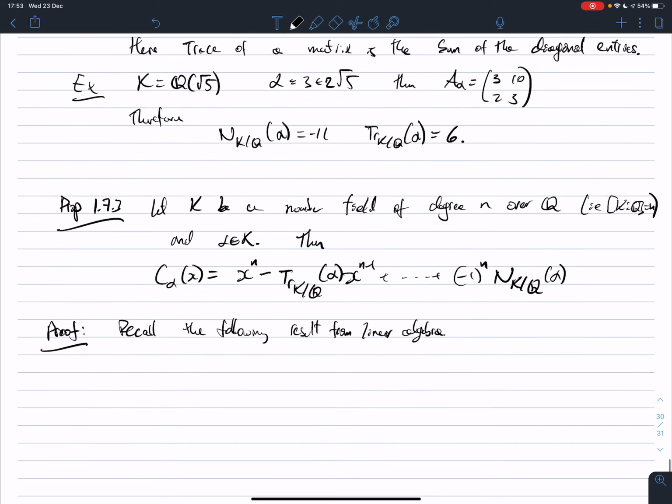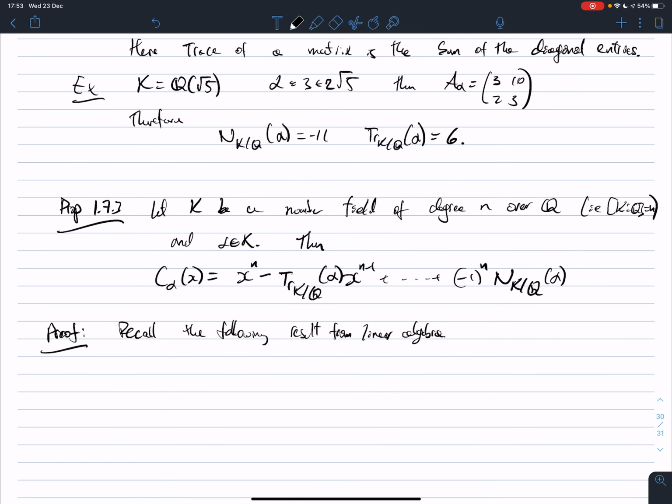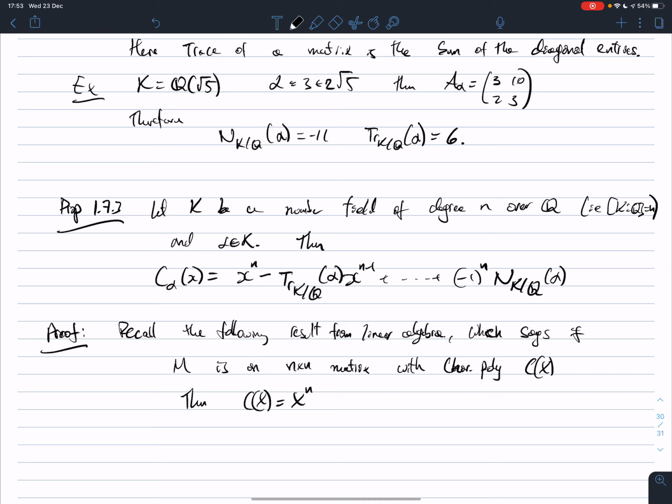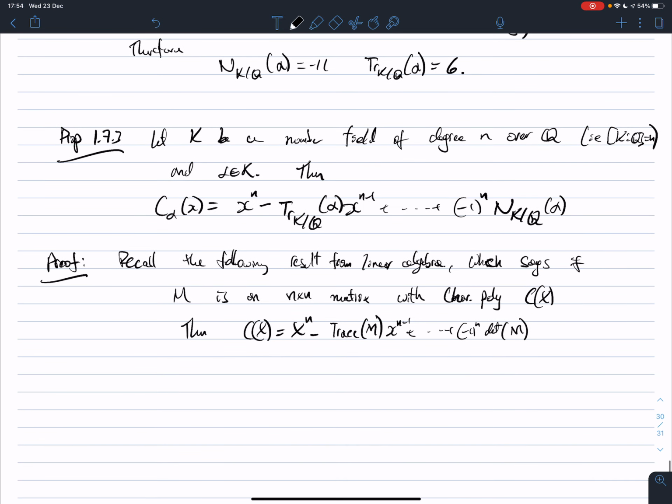If you haven't seen it before, then this is the first. Take this as a given, which says if M is an n by n matrix with characteristic polynomial, say c of x, then c of x is going to be x to the n minus the trace of M x to the n minus 1 plus ... plus minus 1 to the n, the determinant of M. So this is some result from linear algebra.